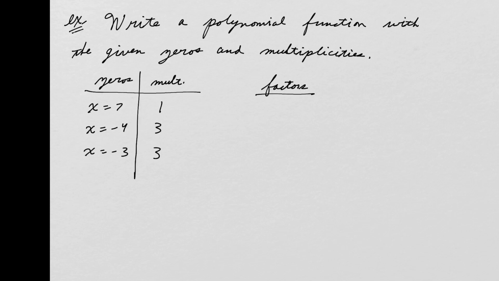Well, if the zero is x equals 7, then the factor must have been x minus 7. And since it's multiplicity 1, that's it, just x minus 7. If the zero is x equals -4, the factor must have been x minus a -4, but we'd write that as x plus 4. Right? Because if you set it equal to 0 and solve it, we're going to get x equals -4. But this has to be cubed because the multiplicity is 3. And then finally, if the zero is x equals -3, the factor must have been x plus 3. And since it's multiplicity 3, it's also cubed.